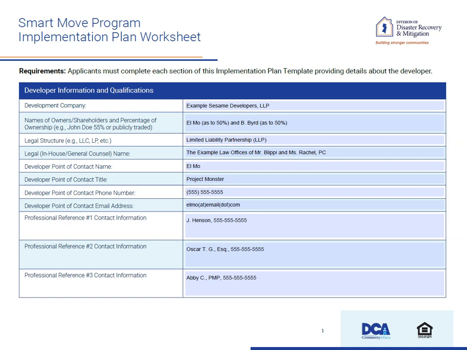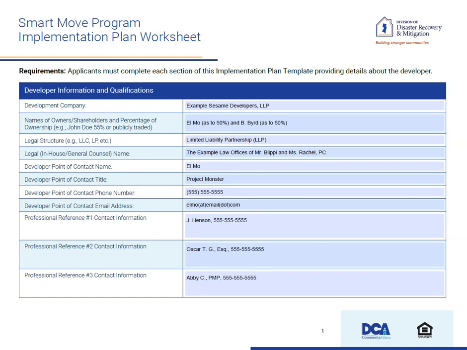Who is the legal counsel for the developer? For example, does the developer have in-house counsel or general counsel, or do they have retained outside counsel? Next, include details about the developer's main point of contact, including that POC's name, title, phone number, and email address. Keep in mind that this will be used in case DCA or any of its partners need to reach out to the developer at any time.